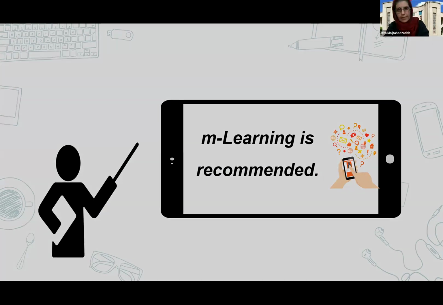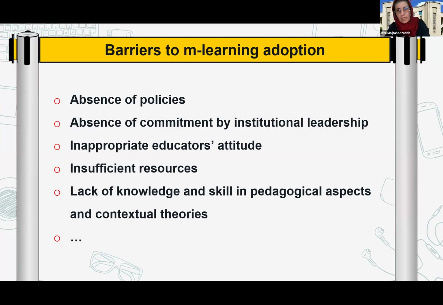So learning is recommended, but there are some barriers to its adoption in the literature. You can see in this slide, for example, absence of policies. I think that our students and colleagues at TUMS can clearly see that we have most of these barriers in our own university, one of maybe the best or top universities of the country. We have absence of policies. We have absence of commitment by institutional leadership. I don't have a case at TUMS where, for example, studying with the mobile concept, or even more basic e-learning facilities, is supported by the authorities.